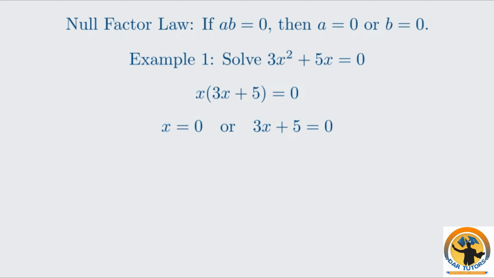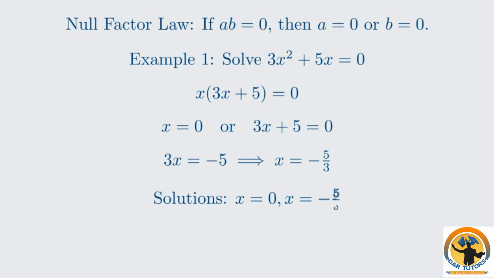The first solution is already found. For the second, we solve the linear equation. Subtracting 5 from both sides gives 3x equals negative 5, and dividing by 3 gives x equals negative 5 over 3. Therefore, the two roots of the equation are x equals 0 and x equals negative 5 over 3.